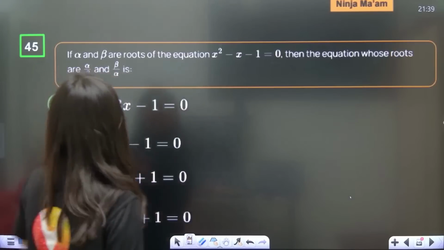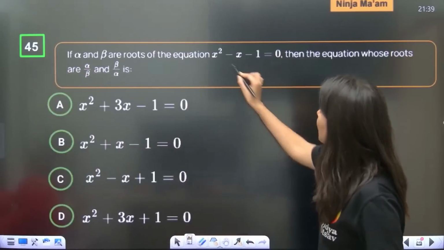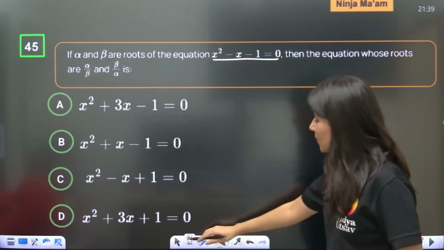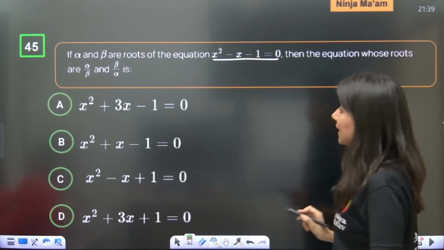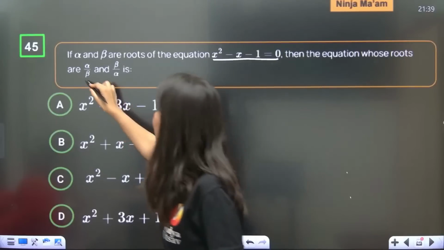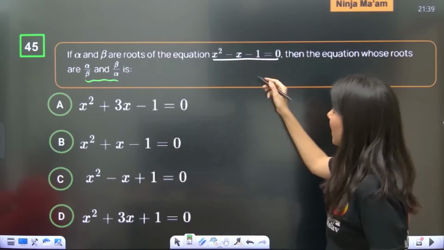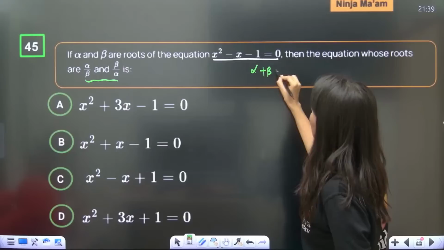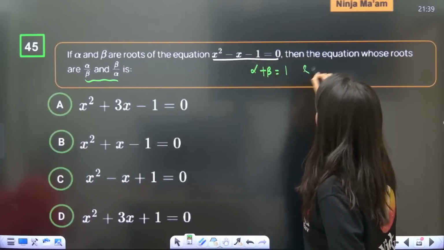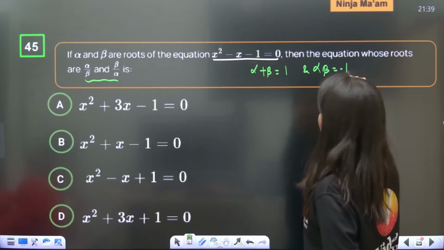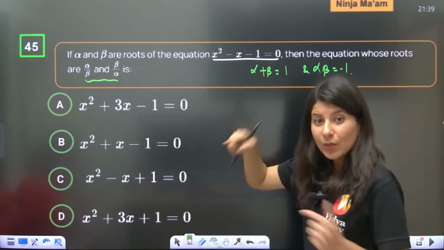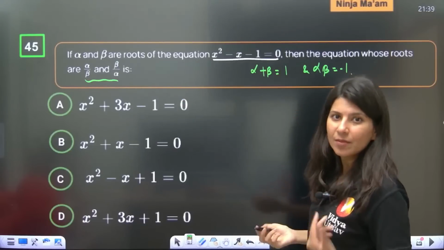Alpha and beta are roots of this equation: x square minus x minus 1 is equal to 0. Then find the equation whose roots are alpha by beta and beta by alpha. See, alpha plus beta is minus b by a, which is 1, and alpha beta is equal to minus 1. What are you looking for? The equation whose roots are alpha by beta and beta by alpha.